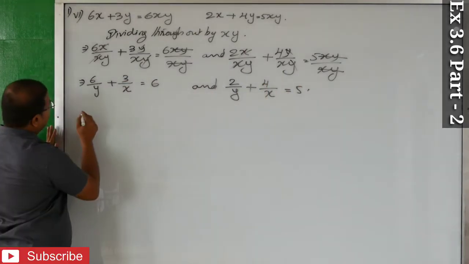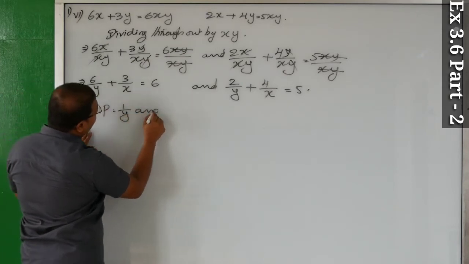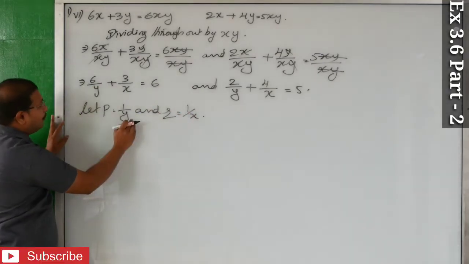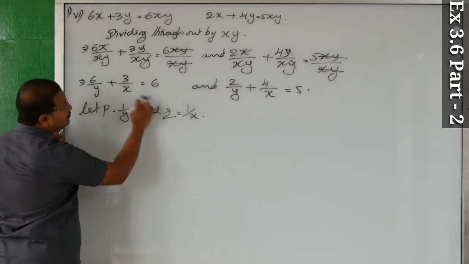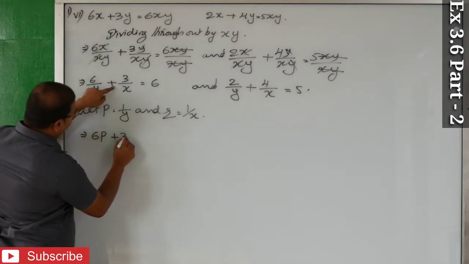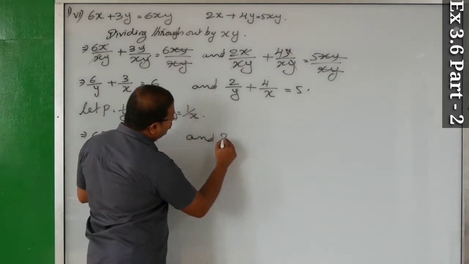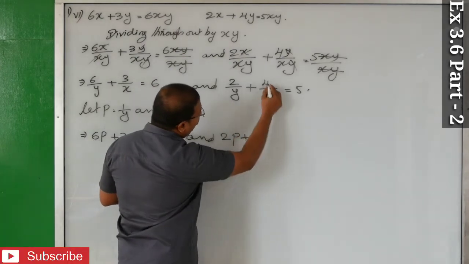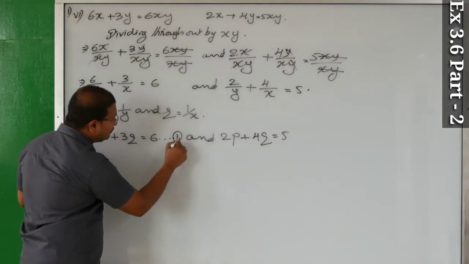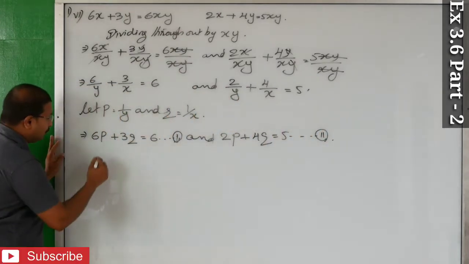Now let p equals 1 by y and q equals 1 by x. Ready? In place of 1 by y we will put p, in place of 1 by x we will put q. This implies 6p plus 3q equals 6, and 2p plus 4q equals 5. Here we will write equation number 1, and this will be equation number 2. Is it okay?